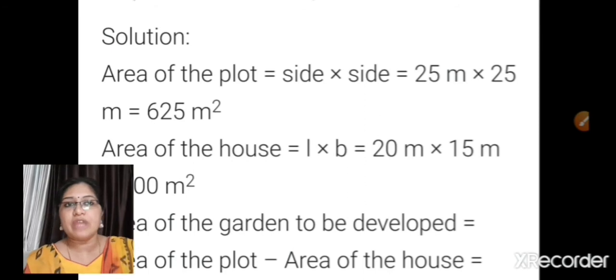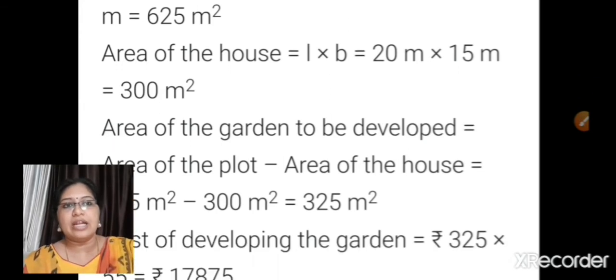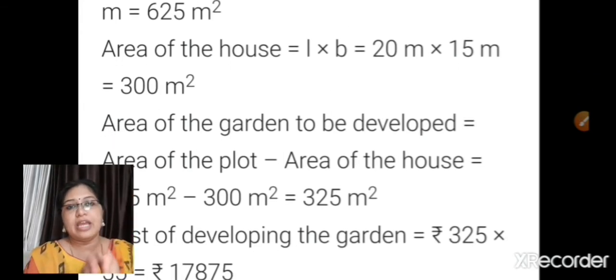Now area of the house. The plot for the house is in the shape of a rectangle. So L into B, length into breadth. So 20 meter into 15 meter, that is equal to 300 meter square. So now we have found the area of both the things. Now area of the garden to be developed. If you want to find that, what you should do? Area of the plot minus area of the house.